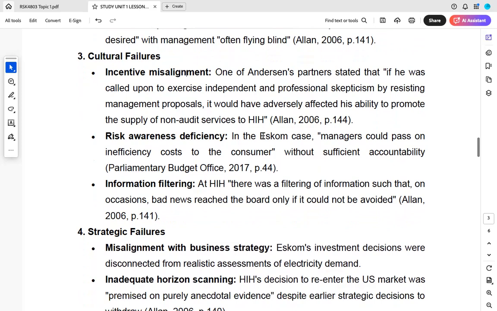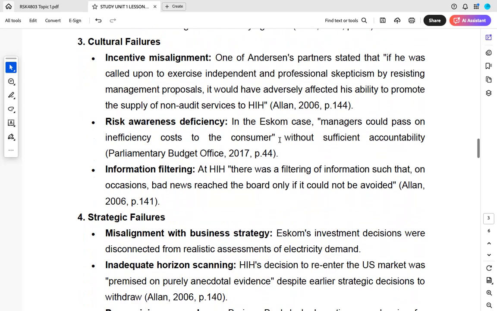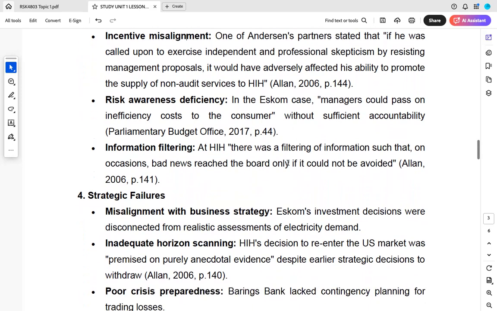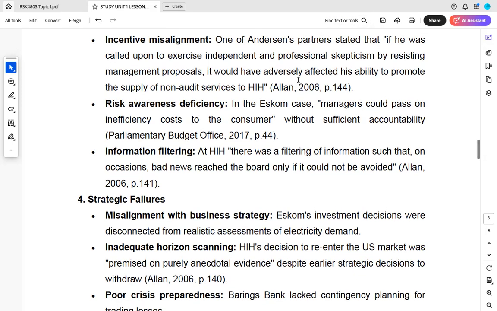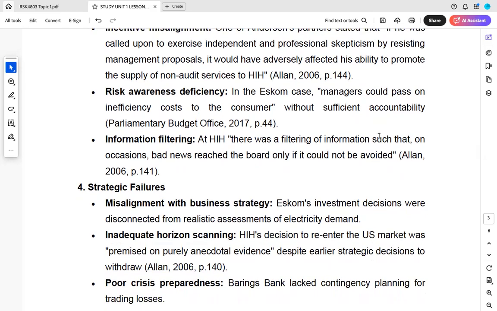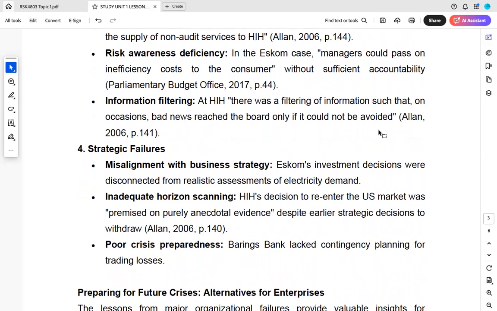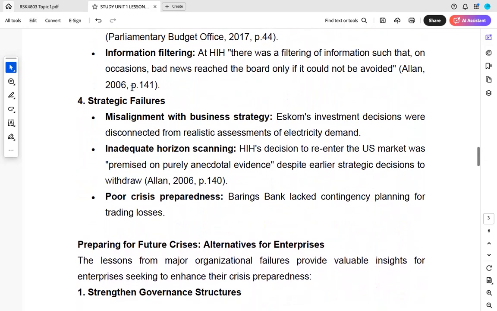We also had risk-aware deficiency in Eskom. We are told that managers could pass on inefficiency costs to the consumer without sufficient accountability. This was also a form of moral hazard, where Eskom had this thing that the government will always bail us out if things happen badly. We can also just raise utility prices to the consumer. Consumers will always need electricity. And then there was also information filtering at HIH, such that on occasions, bad news only reached the board if it couldn't be avoided. If there was bad news and it could be avoided, it wasn't passed on to the board of directors, which is not good.